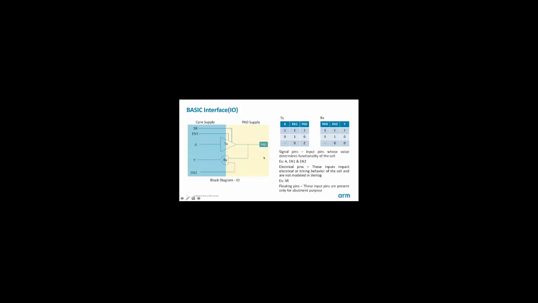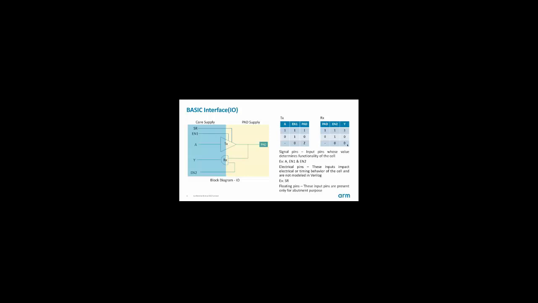So when enable 2 is 1, the pad value is seen on the Y, which is the core side, and when enable is 0, the Y value will be 0. So for easy understanding and for future slide purposes, we have classified these signal pins into 3 categories.